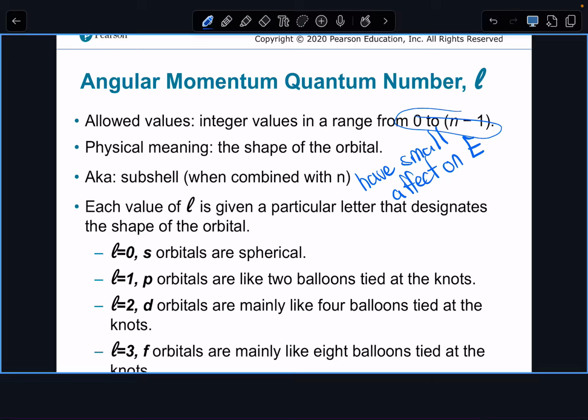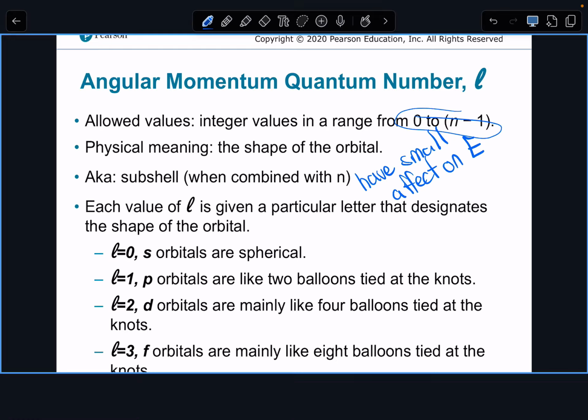Okay, so when we combine the n value and the L value and talk about them together, that's called the subshell. So remember, each of these has a letter designation, so I'm going to write that there as well. These guys are known as S. These are P. These are D, and those are F. Okay, so we can talk about the 2p subshell. That would be this area here, okay?